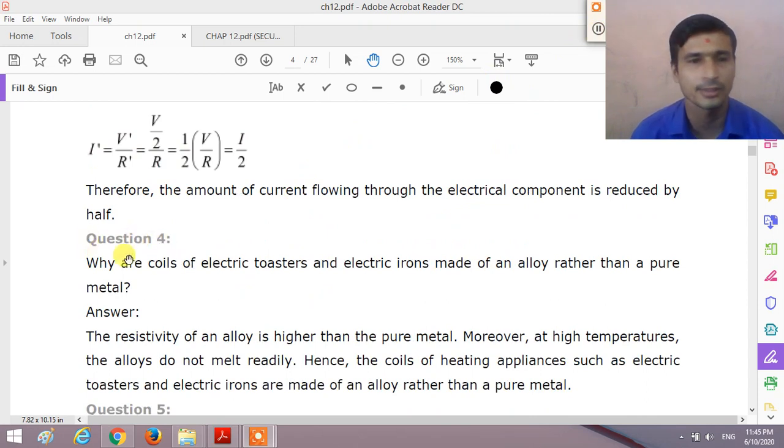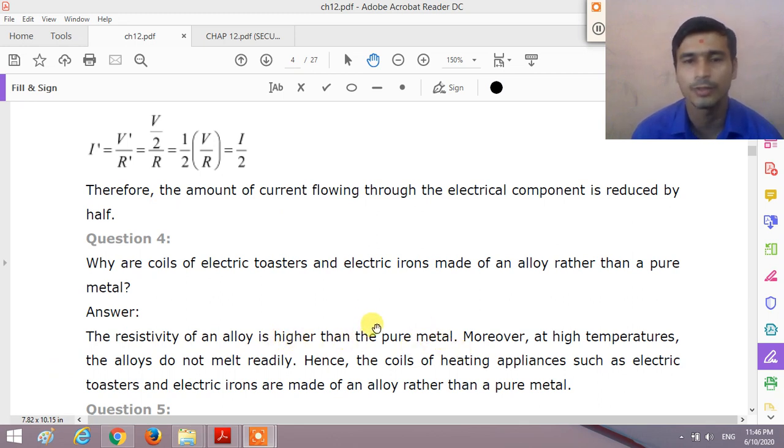Now dear students, question number 4. Why are coils of electric toasters and electric irons made up of an alloy rather than a pure metal? In electric toasters, electric irons, and electric heaters, the coils are made up of alloys, not pure metal. Why? Because the resistivity of an alloy is higher than that of a pure metal.